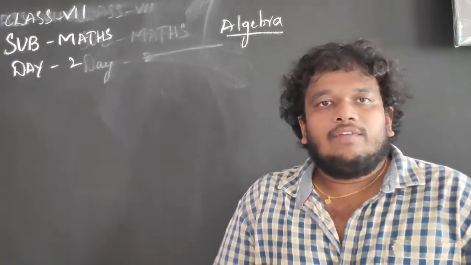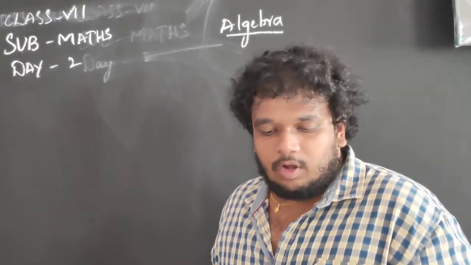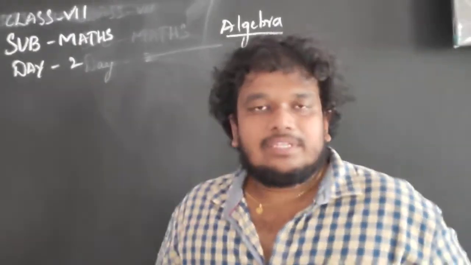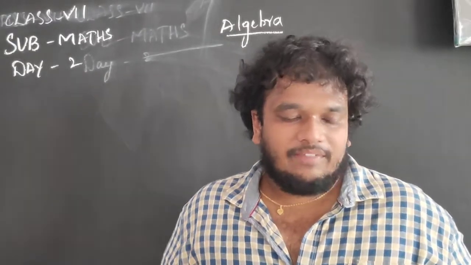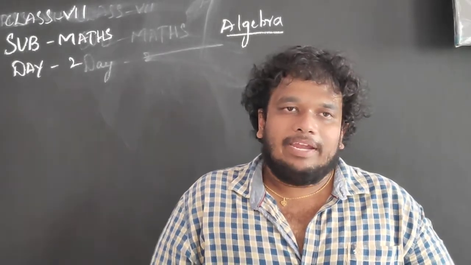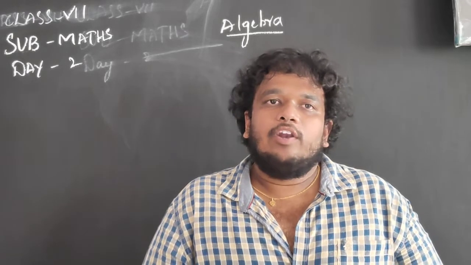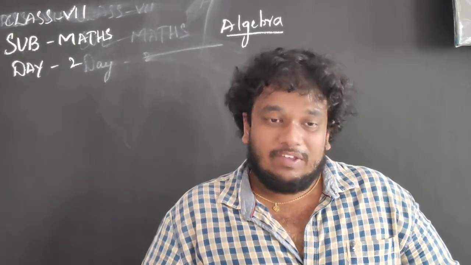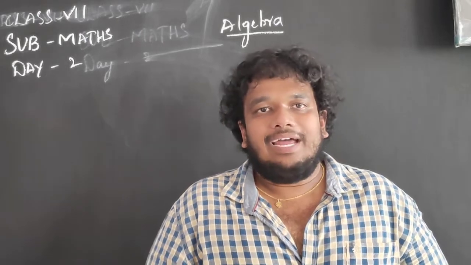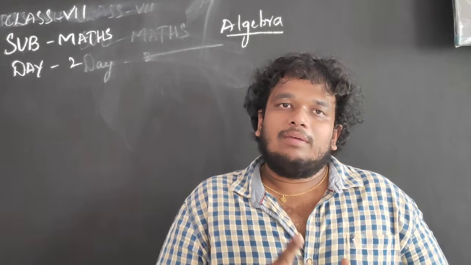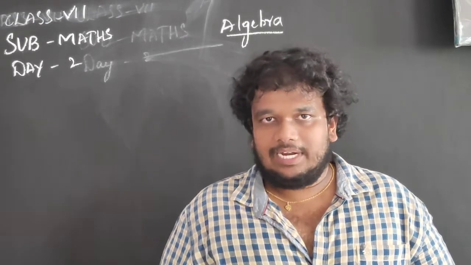Yesterday we saw the introduction of algebra. Today we'll solve the problems of the algebra worksheet. First, let's recall what we discussed yesterday: algebraic expressions, monomials, binomials, trinomials, quadrinomials, and polynomials, and what coefficients, like terms and unlike terms are, and also the degree of a polynomial of one variable and of two variables.